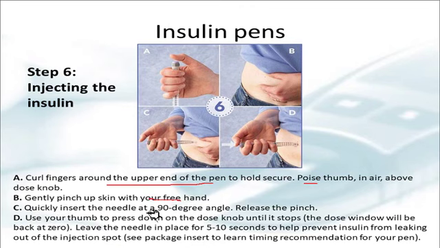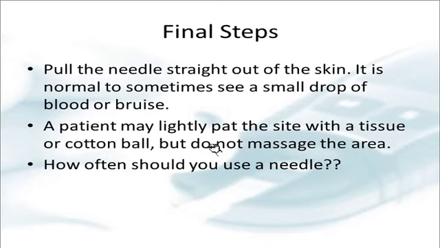You'll insert the needle at 90 degrees. You'll release the pinch, and then you'll use your thumb to press down on the dose knob until it completely stops. You'll then wait approximately 5 to 10 seconds to prevent the insulin from leaking out from the spot. Right? And there may be different requirements depending on your pen. Then after that you'll withdraw the needle from your skin. You'll pull the needle straight out of the skin.